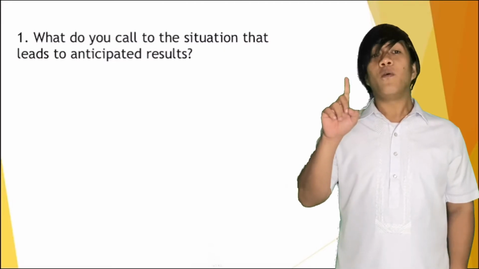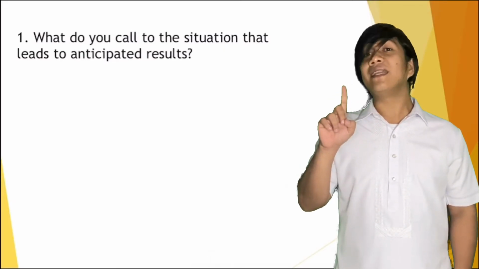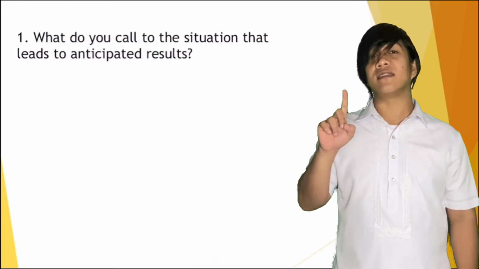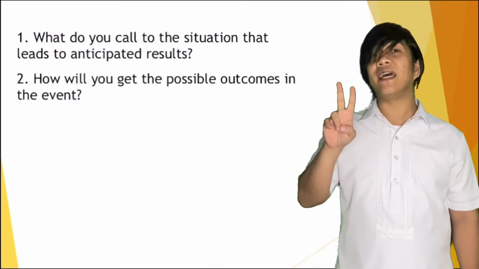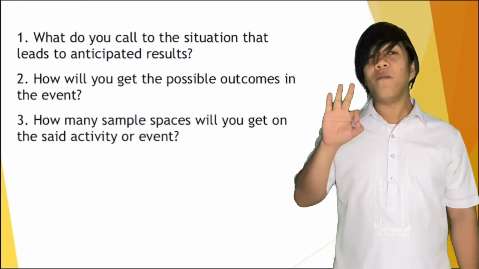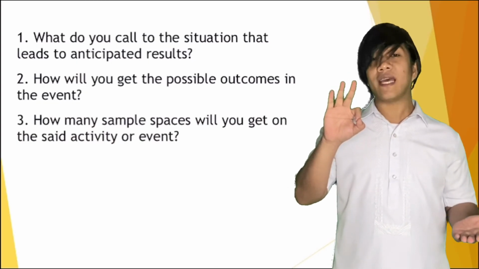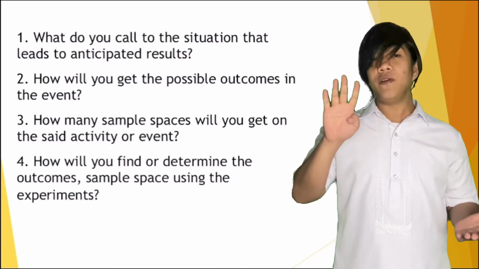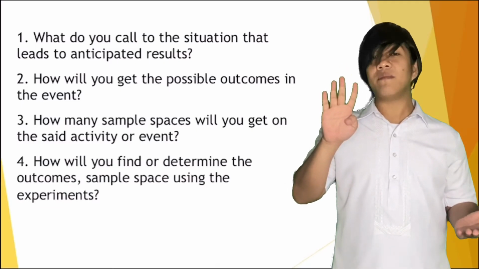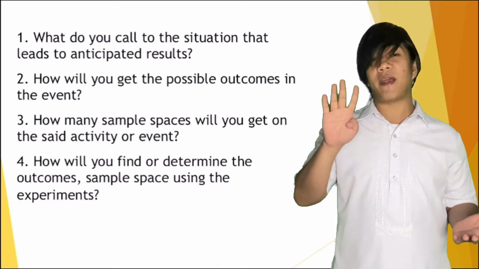To solve this problem, let us answer the following questions. Number 1, what do you call the situation that leads to anticipated results? Number 2, how will you get the possible outcomes in the event? Number 3, how many sample spaces will you get in the said activity or event? And number 4, how will you find or determine the outcomes, sample space using the experiments?